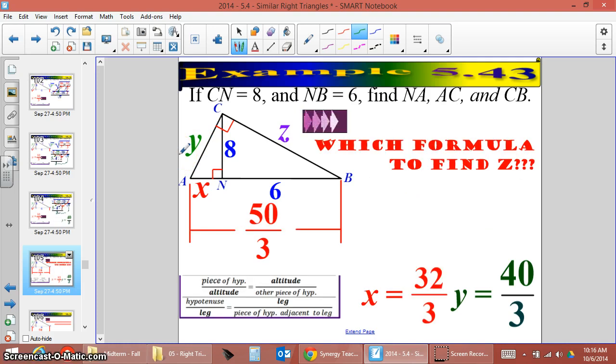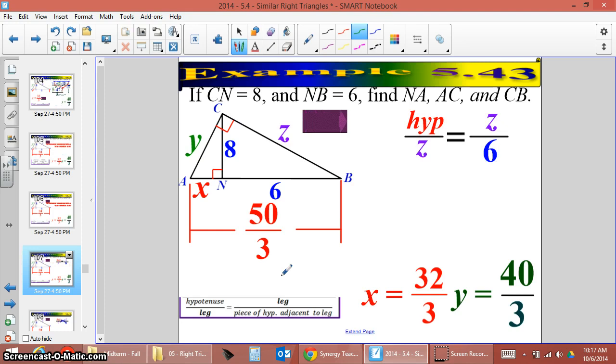Now I've solved for y. Which formula am I going to use to solve for z? Again, I know each piece of my hypotenuse. I know my altitude. But that doesn't get me the leg. I want the equation that uses the leg, okay? So now we're going to do that same process over again. We're going to use the leg. We're going to set up hypotenuse equals z times z over 6.